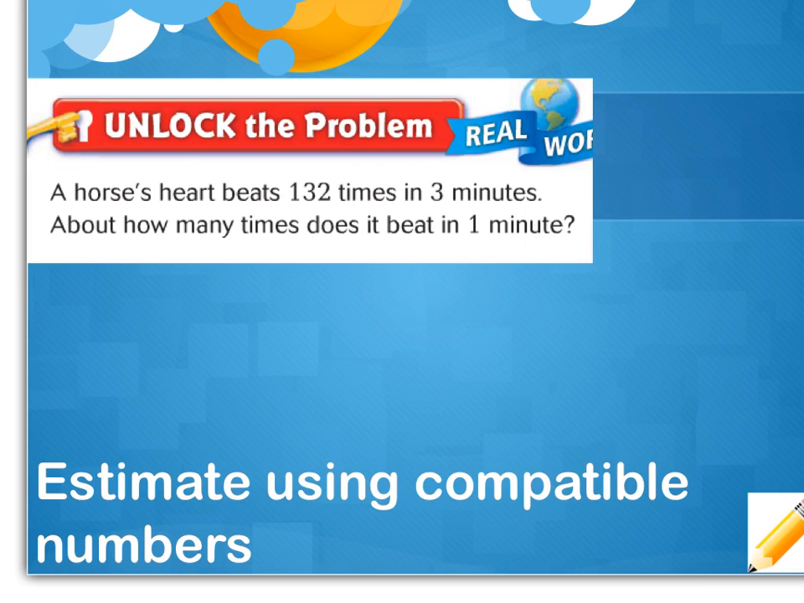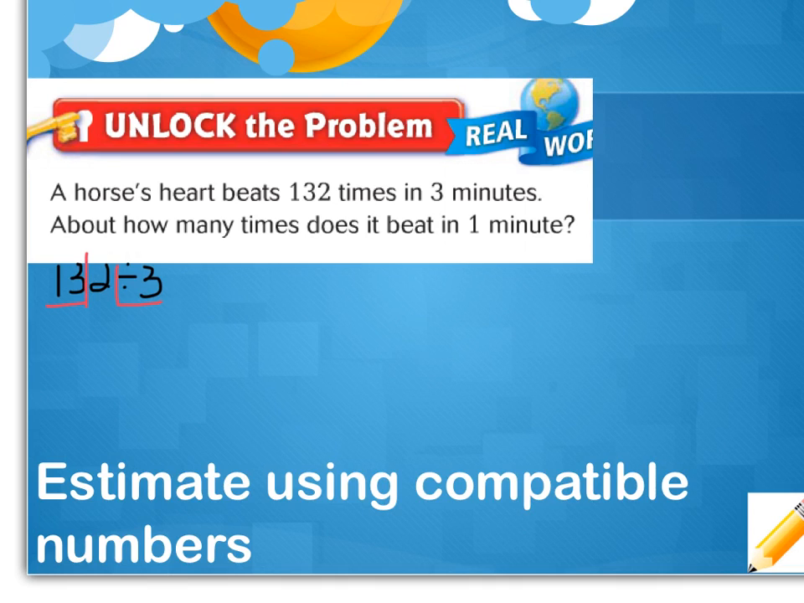I could list multiples of 3 until I got close to 132 to find the estimate to 132 divided by 3. Or I could use compatible numbers. Just like when we did dividing by tens, hundreds, and thousands, we looked for a basic fact. I'm going to think about a basic fact. What basic fact would give me an exact answer if I'm dividing by 3?